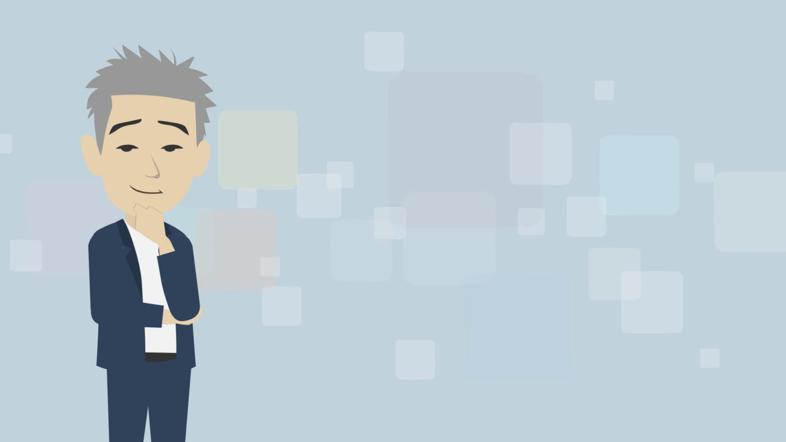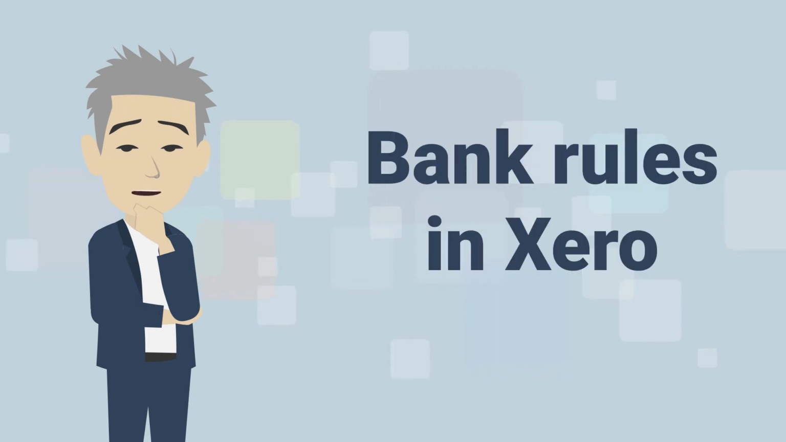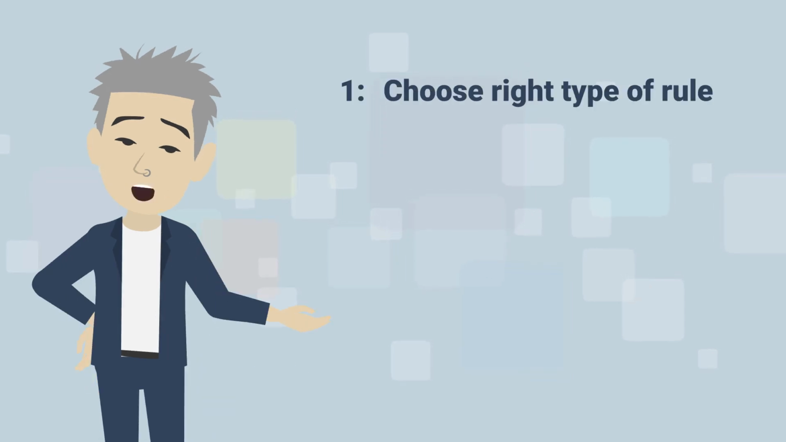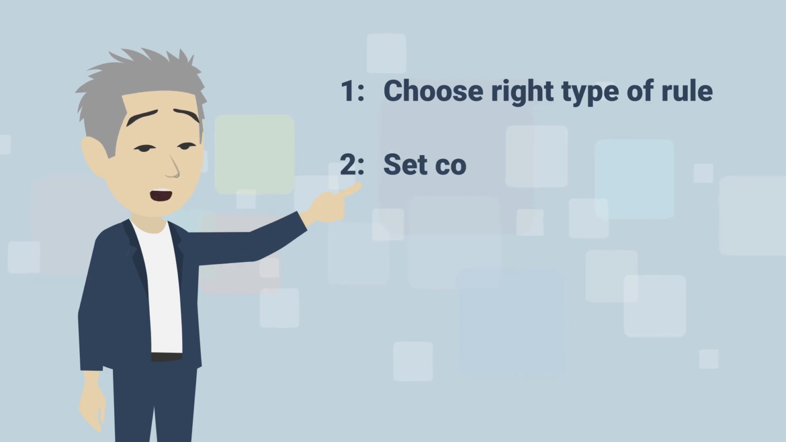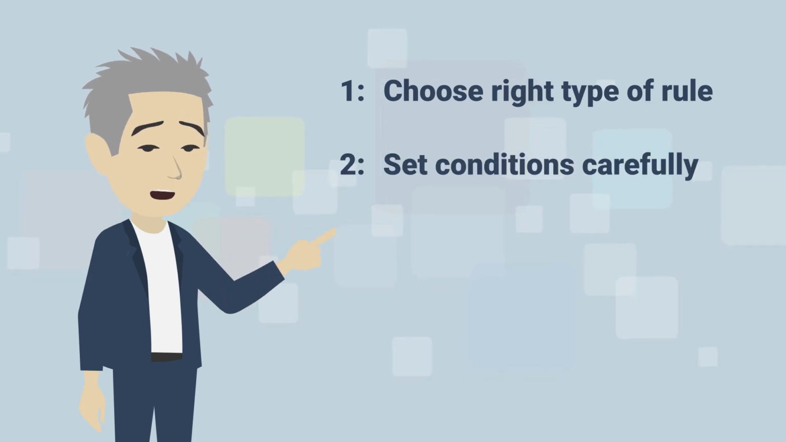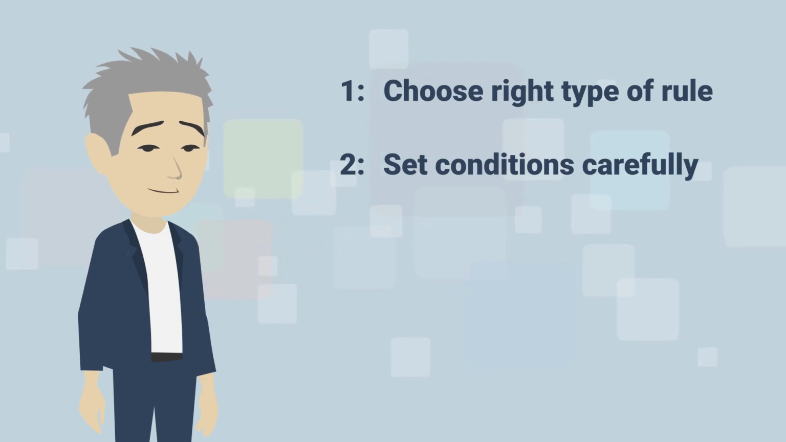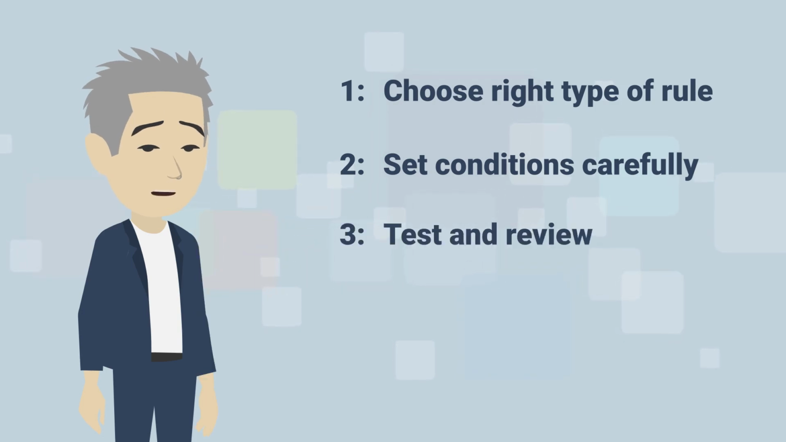Okay. So let's summarize those tips on using bank rules in Xero. Firstly, make sure you use the type of rule that suits the transaction. So should it be spend money, receive money, or transfer money? Secondly, use the conditions to make sure each rule captures all the transactions you want it to, but not transactions you don't. You can do this by testing rules before you let them run live. And review existing rules from time to time to ensure they are still needed and functioning as expected.